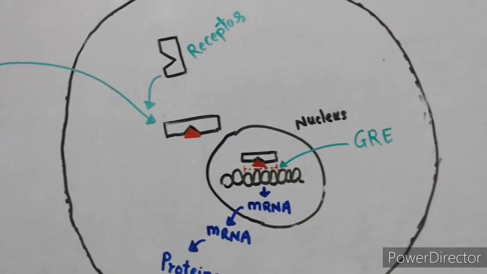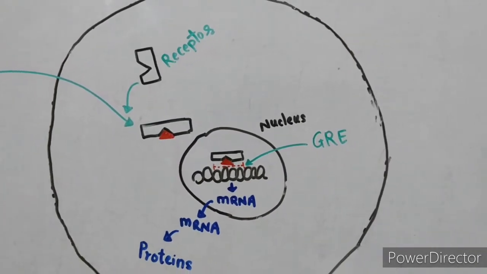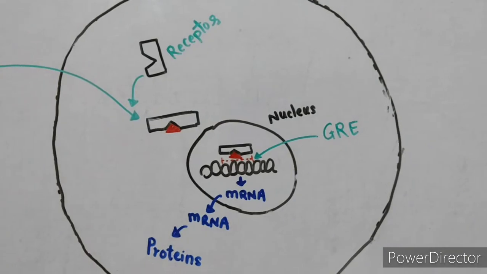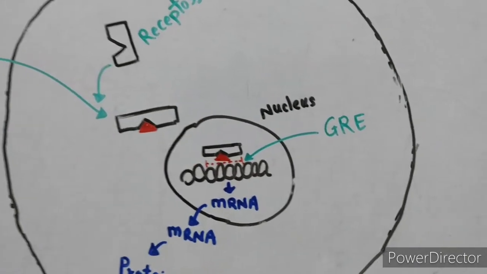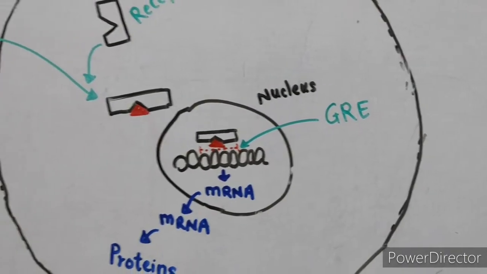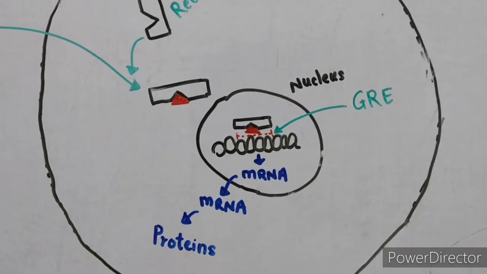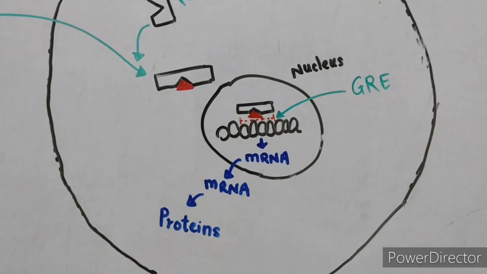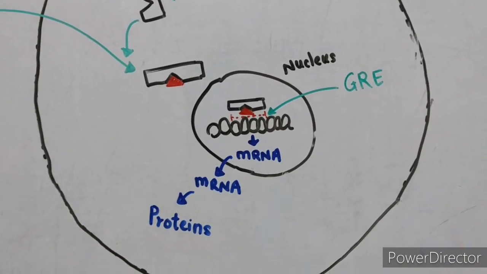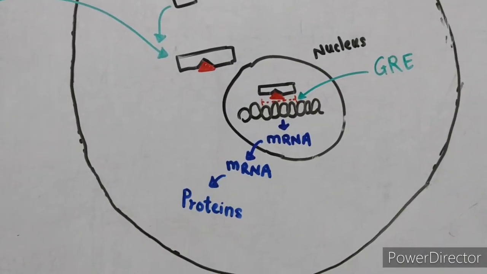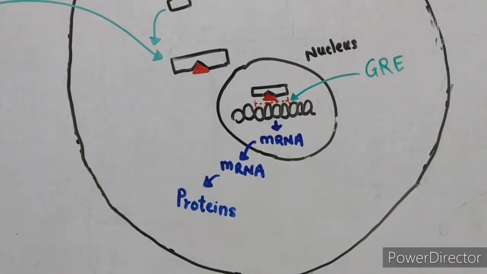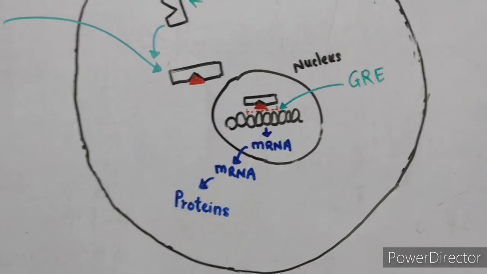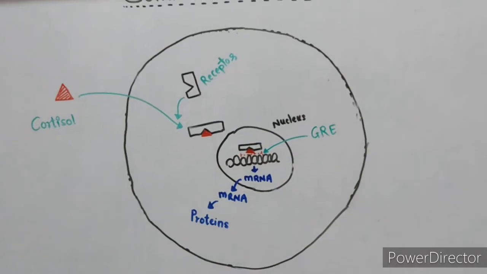This complex enters the nucleus and binds to a specific DNA region. This specific DNA region is called the glucocorticoid response element. Transcription of DNA takes place to form mRNA. mRNA diffuses into the cytoplasm from the nucleus, and in the cytoplasm it is translated into proteins. These proteins are mainly enzymes that take part in metabolism.